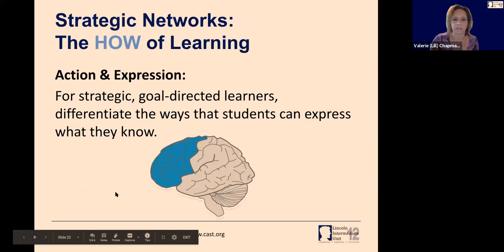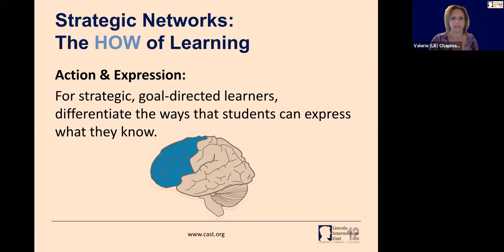Then the next one is the how of learning, the action and expression. Again, that activates a different part of the brain. So it's how can they express what they know? For example, I always use my son's real life examples for these, just because they're examples of UDL not used. He does not go to a school within Lincoln Intermediate Unit. It's 25 districts.